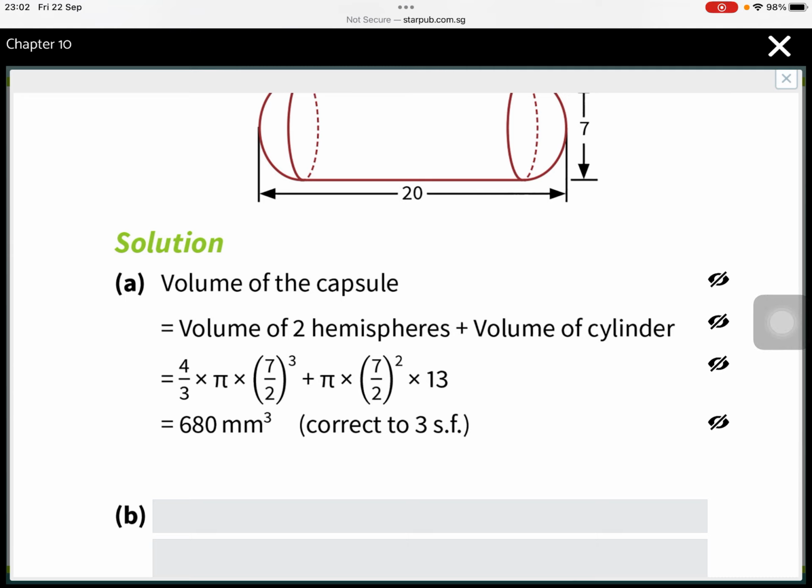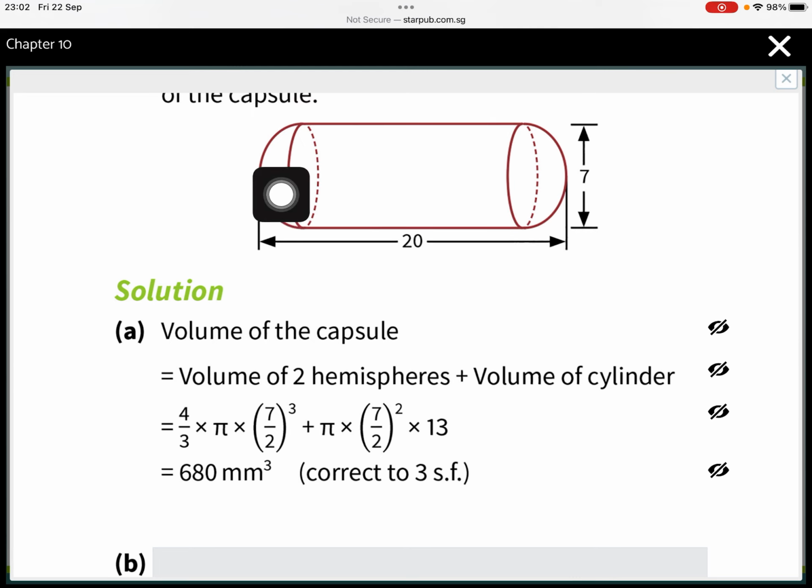Okay, next I have surface area. In this case, there are three surface areas: this hemisphere, which together with the other one adds up to give you a sphere, and this curved surface of the cylinder. You do not need to take into account the circular surface over here, because this is enclosed. So it's just the curved surface and the two hemispheres.